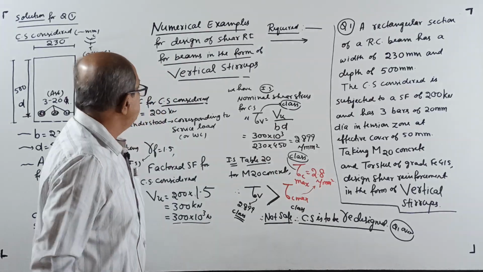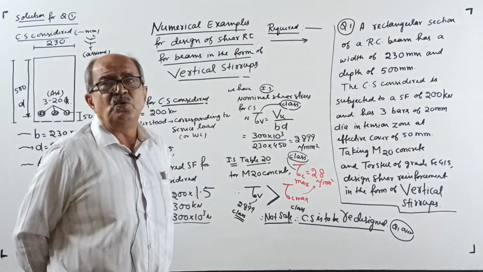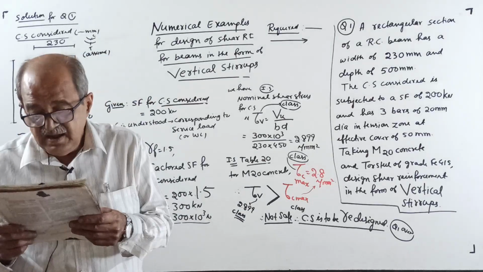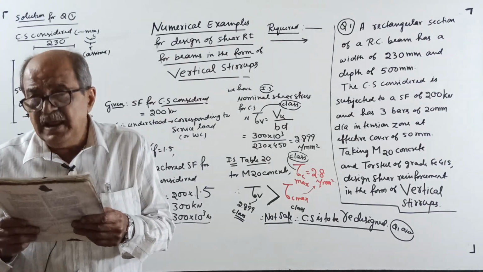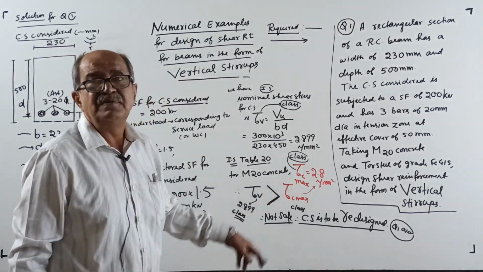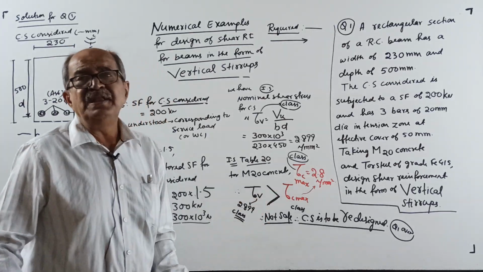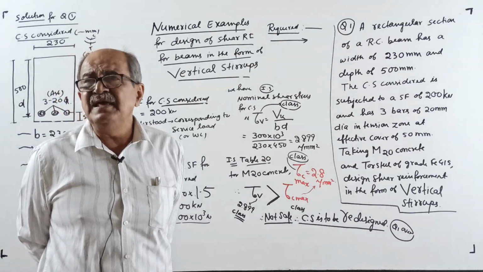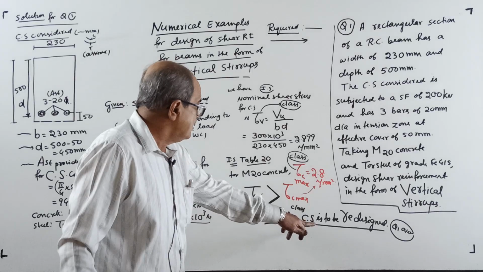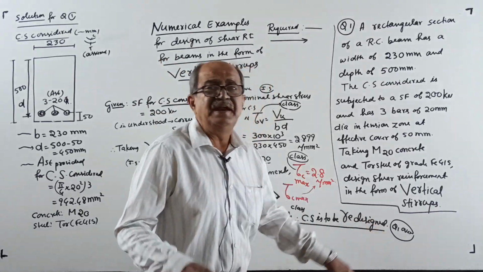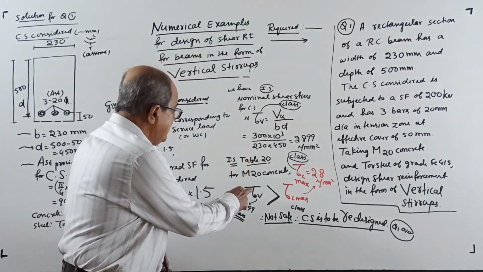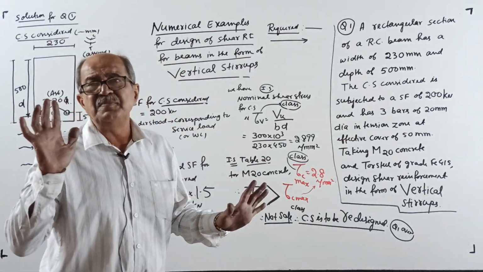Or instead of M20 concrete, you can change over to M25 concrete. If it is M25 concrete, tau C max is 3.1. Then it will be safe. If it is heavily unsafe, you can change the cross section and also increase the grade of concrete. You write all these, so that you redesign the cross section finally so that your tau V is not more than tau C max.